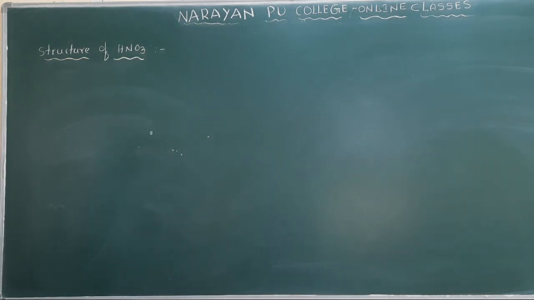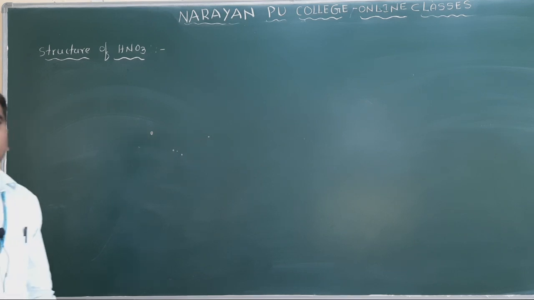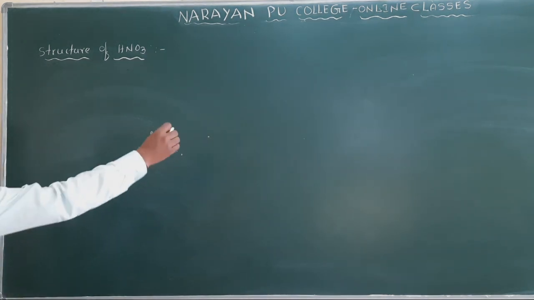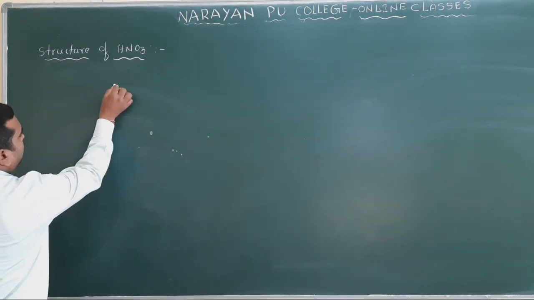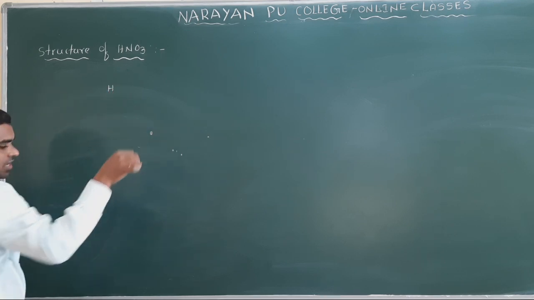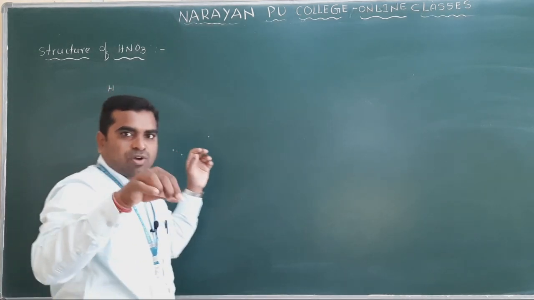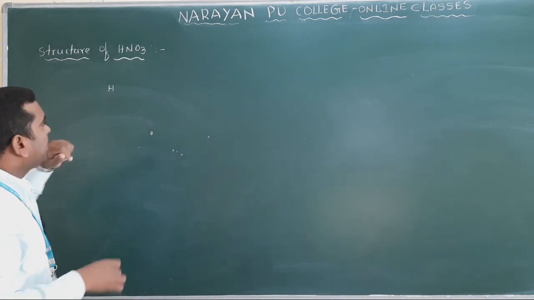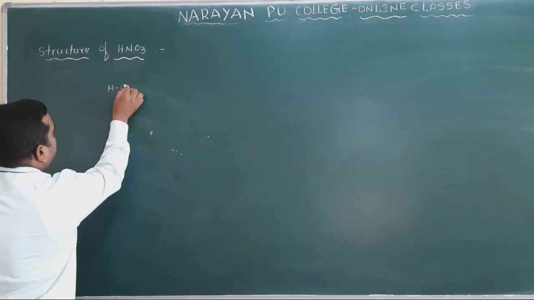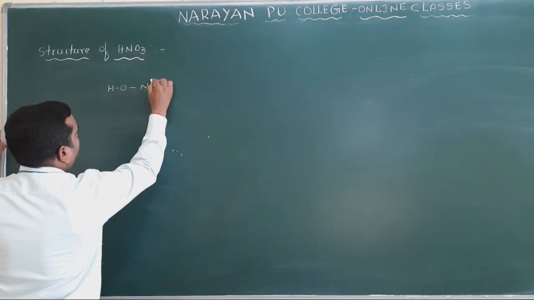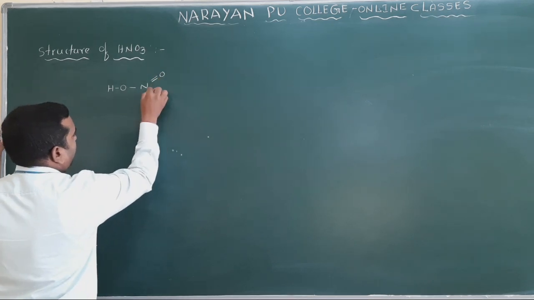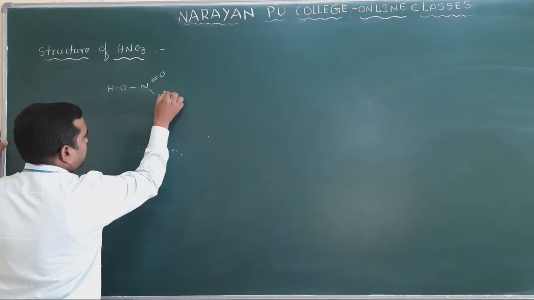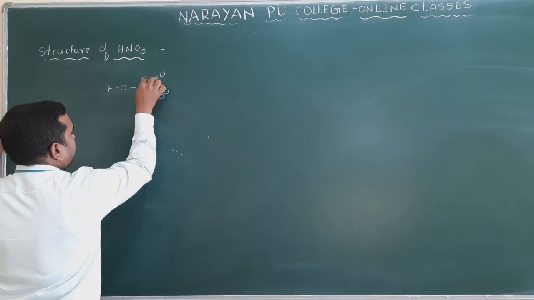We have already discussed the structure of HNO3. You already know H, because we discussed this in oxoacids of nitrogen. Again here we have oxygen and OH, and there will be a double bond, and here a single bond with the oxygen, and here a positive charge.